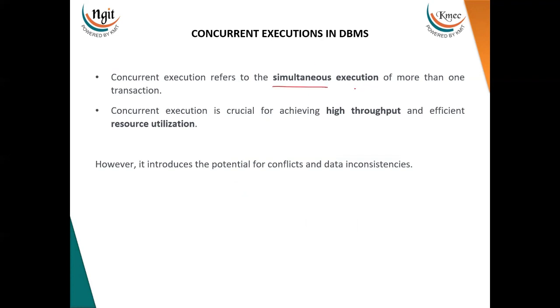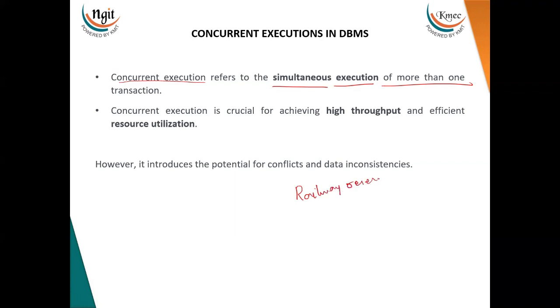So for example, if there are multiple users who would like to access the database at the same time, the same database accessed by multiple users at the same time, then that can be known as what? Concurrent execution. For example, we will take a railway reservation system.